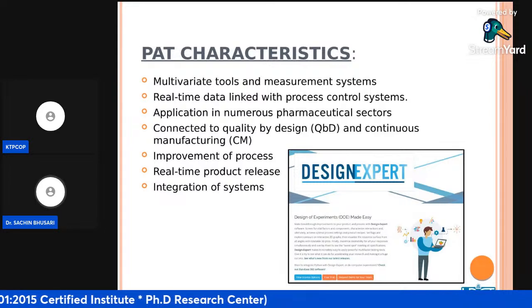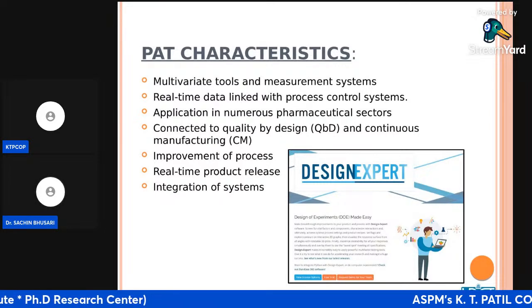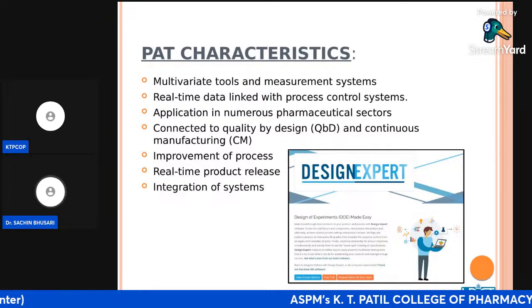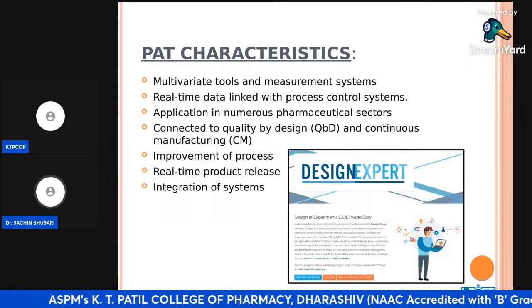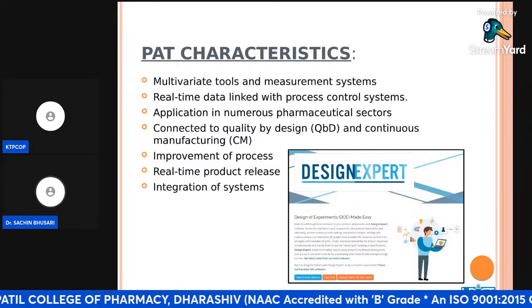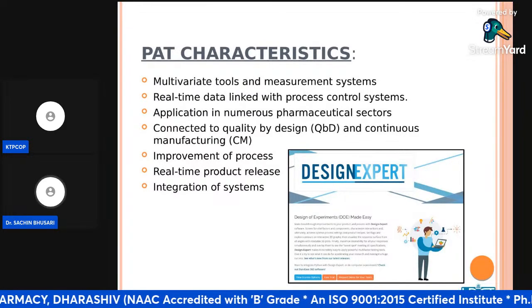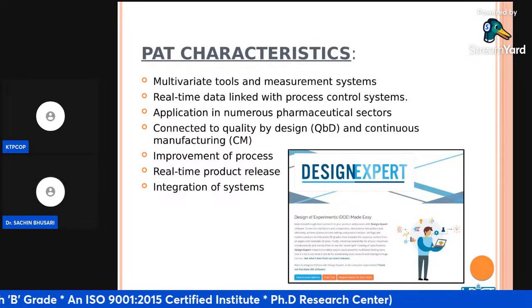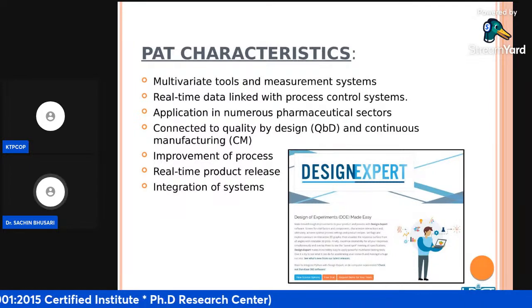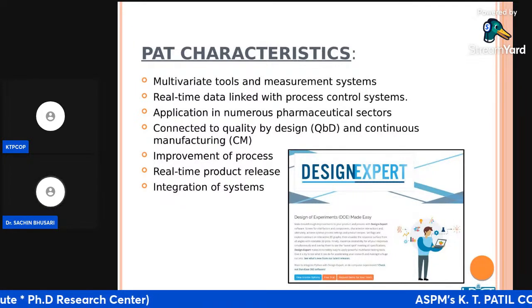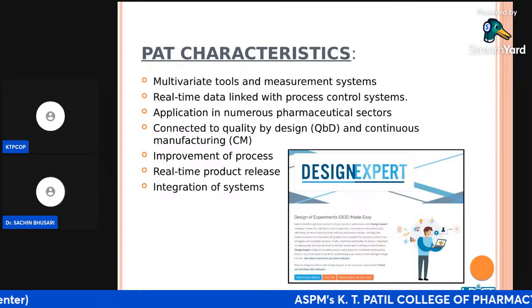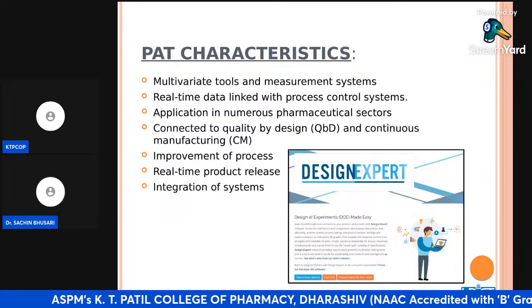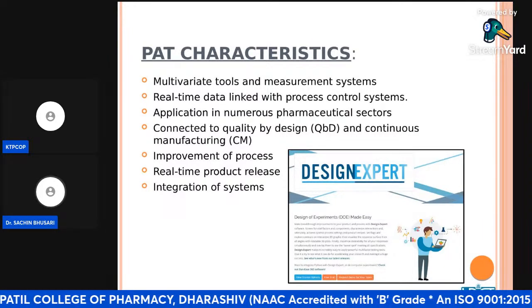Now, real-time data linked with the process control system is another characteristic of PAT. Basically, if the PAT framework is applied by understanding the processes, you can achieve real-time data and have it linked with process control. A classical example: if you are synthesizing any API, and you need a pH of 7.4. Your probe is in the reactor, and it is showing pH 7.1. So you know that 7.4 pH has not been achieved. That is real-time data. So what to do? Adjust the pH so that it will be 7.4.